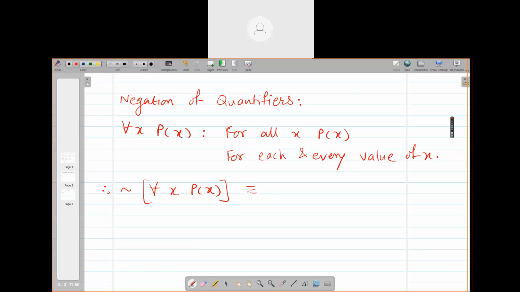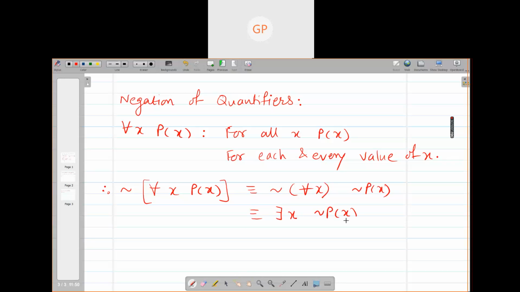Yes. That means not for all, right? First we will say not for each and every value of x. So I will write negation of for all x. Okay, this is the negation symbol, and negation of px you have to write. So negation of for all is what? There exists.